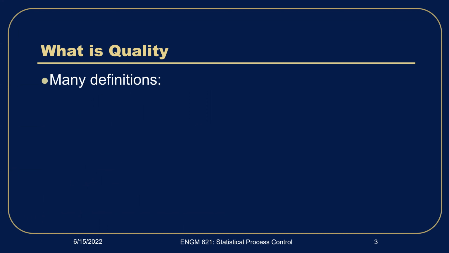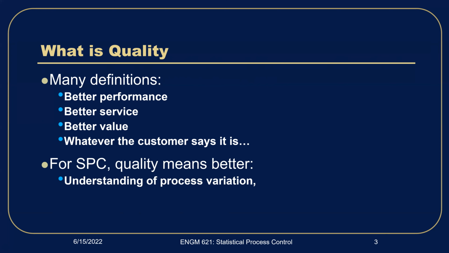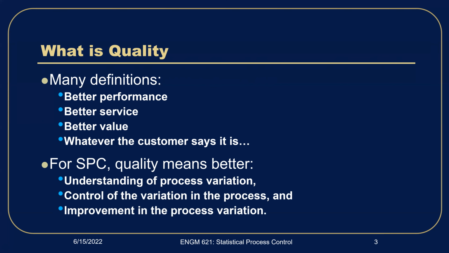Quality has many definitions: better performance, better service, or better value, or whatever the customer says it is. But in the context of SPC, quality has specific meanings: understanding of process variation, control of process variation, and improvement of process variation.